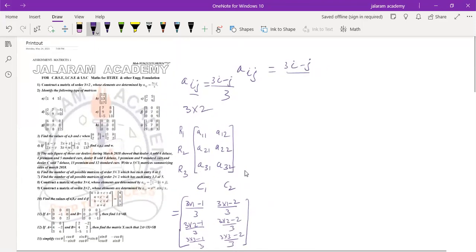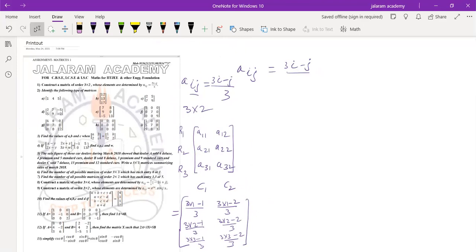Now solve question number 2. Identify the following type of matrices. 2A. Which type of matrix is 2A? Row matrix. Horizontal. Row matrix. B. Column matrix. Column matrix. Not only column.